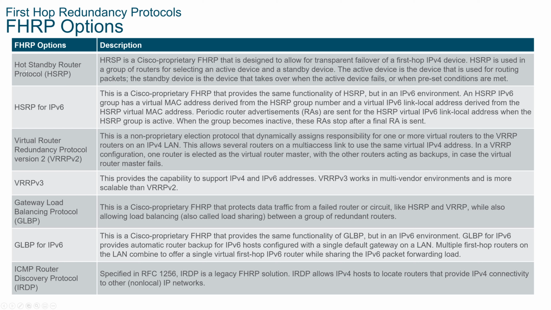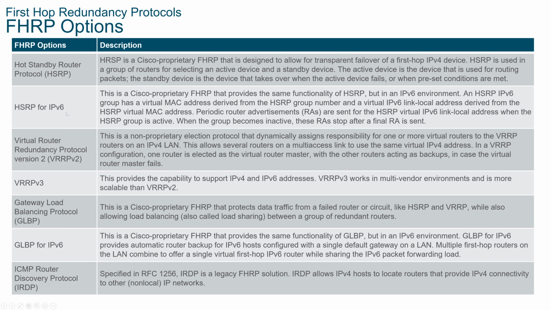We have the Hot Standby Router Protocol, or HSRP, which is a Cisco proprietary FHRP designed to allow for transparent failover of a first hop IPv4 device. HSRP is used in a group of routers for selecting an active device and a standby device. The active device is the device that is used for routing packets. The standby device is the device that takes over when the active device fails or when the preset conditions are met. In our next few slides, I will go over the HSRP concepts, as we will cover that in this lecture.